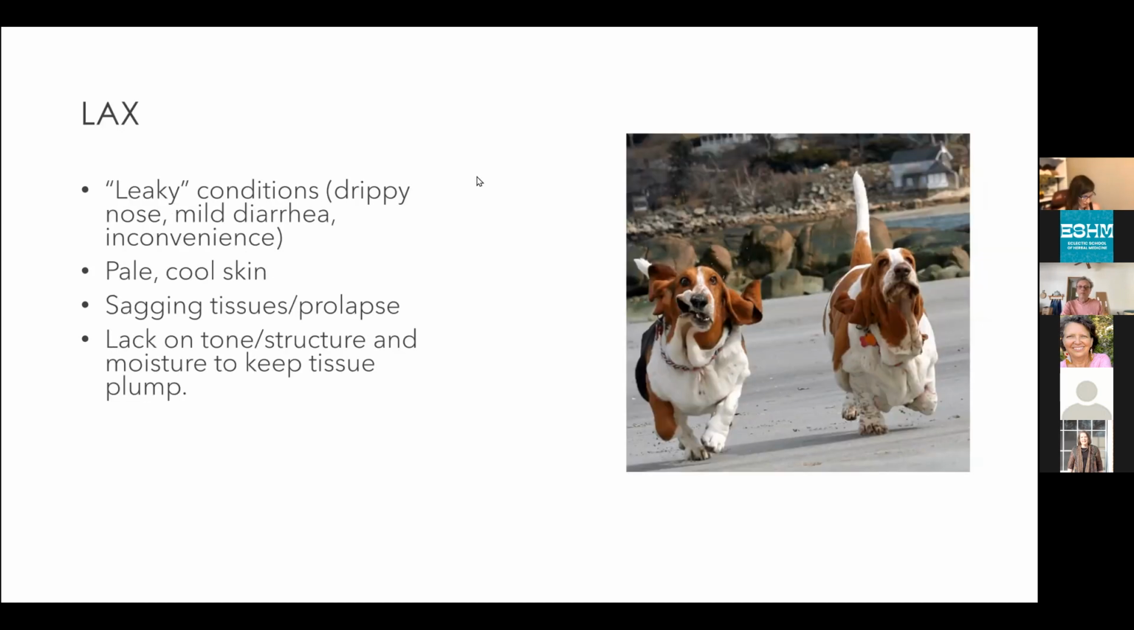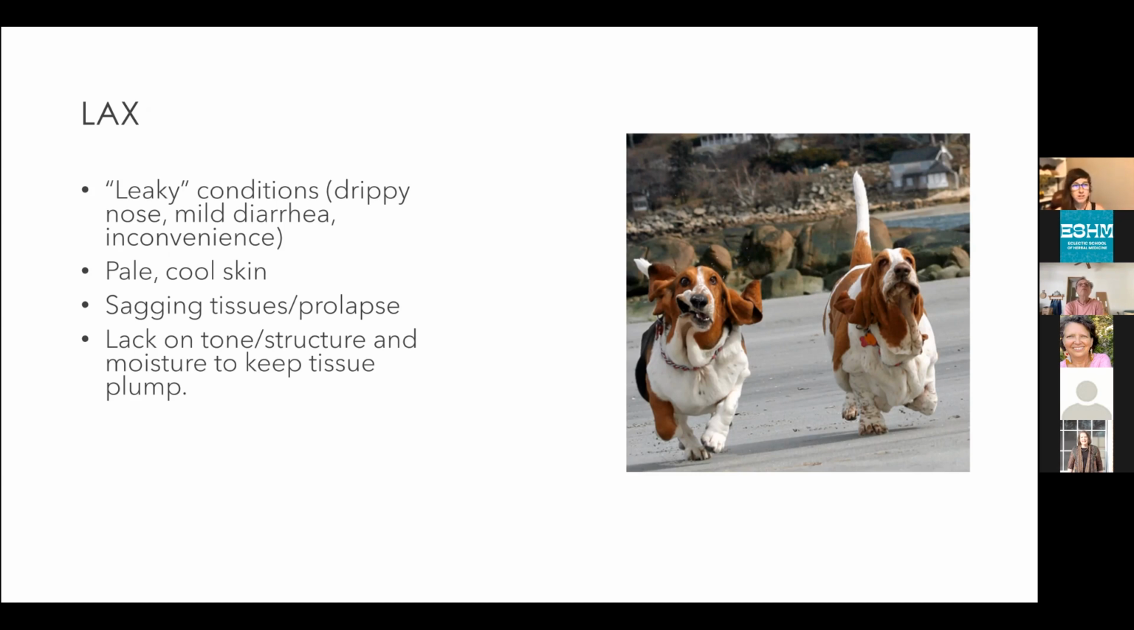So when we think about laxity or looseness, much like these very ridiculous basset hounds here with their very loose, lax skin, we can think leaky conditions, right? And so if we have tissues in the body, healthy tissue is not going to be too dry or too wet, but it's going to be able to hold on to moisture. So if we have something like a drippy nose, we're not thinking about that acute allergy where you're sneezing and everything is red and your face is red and you're feeling really itchy. We're thinking about that constant little drip that's almost tickly.